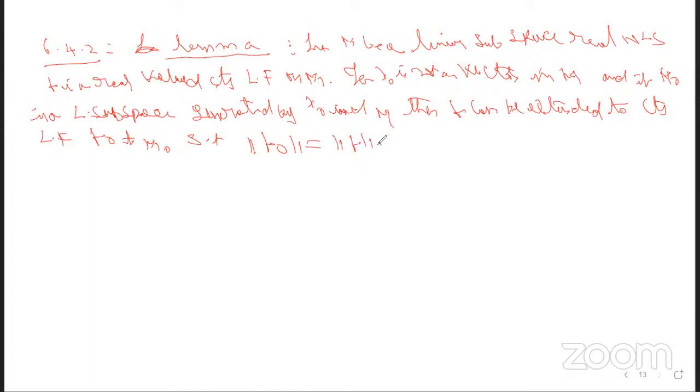What is the lemma statement given? Once again, let M be a linear subspace of a real normed linear space. F is a real valued continuous linear functional on M. If x0 is not a vector in M, and M0 is the linear subspace generated by x0 and M, then F is extended to a continuous linear functional F0 on M0. Then proof.